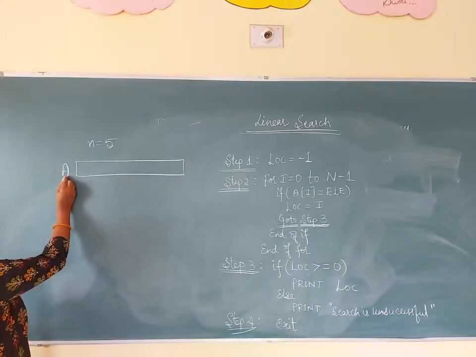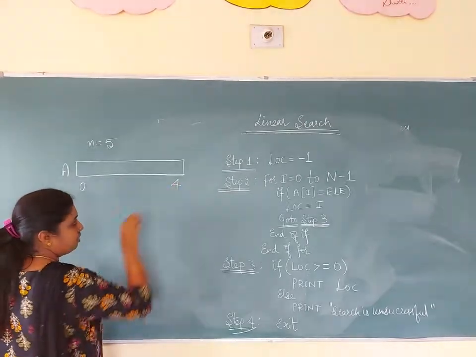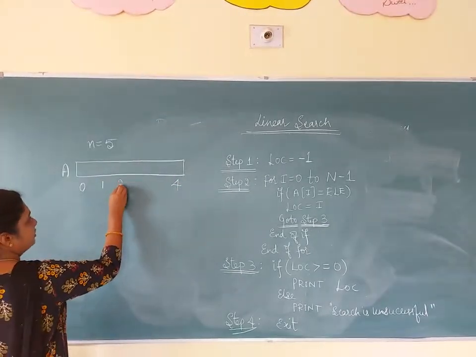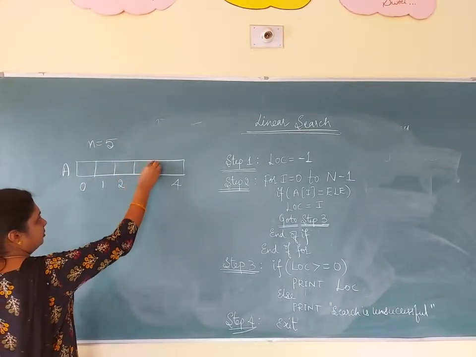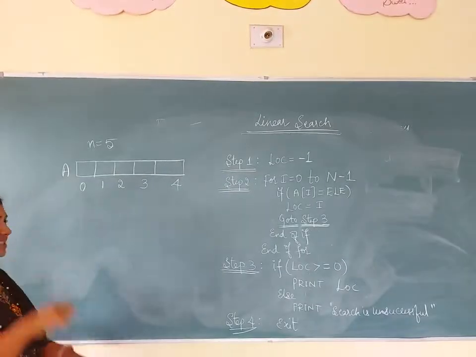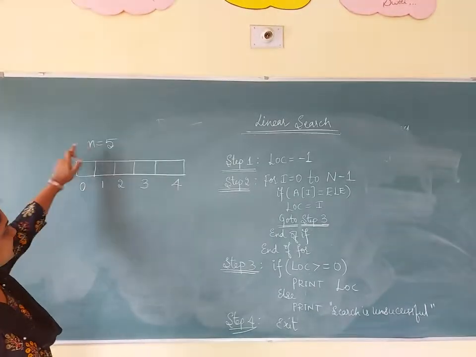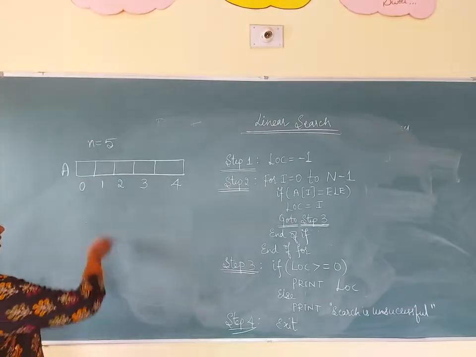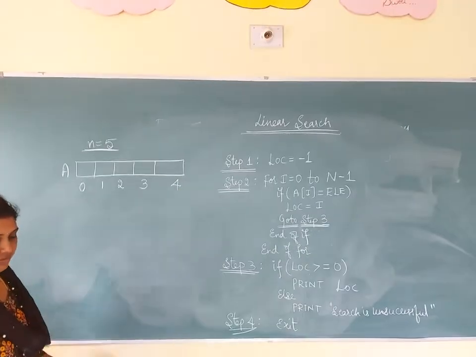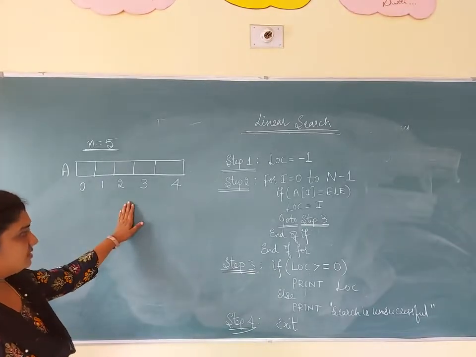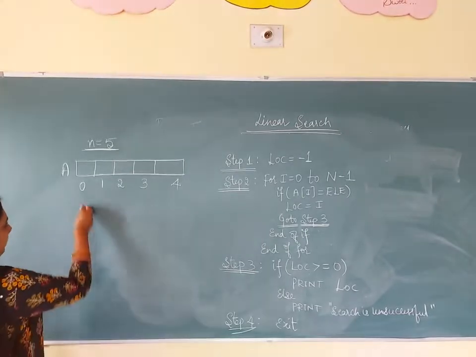Here the array name is A. It starts from 0 and ends with 4, with indices 1, 2, 3 in between. See, this is my linear array. My array name is A, I have taken size equal to 5, and an array always starts from 0 and ends with n minus 1.